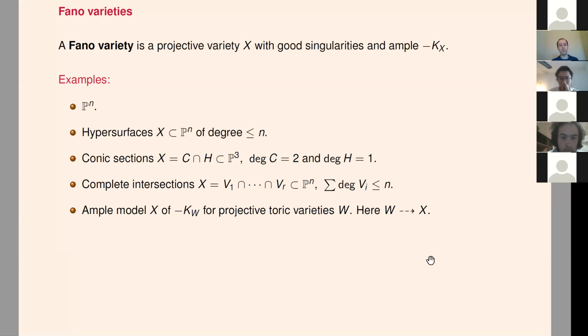So if you know toric geometry, then this can produce for you a lot of examples of Fano varieties. For example, if you just start with P2, you do some toric blowups, then you get this kind of W. And then if you do this construction, it will give you Fano varieties.